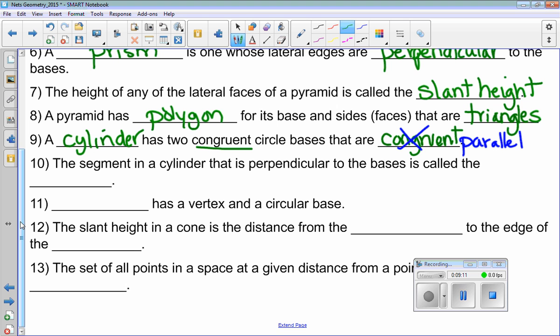The segment in a cylinder that is perpendicular to the base is called the height. Very good. Cylinders have heights as well. What has a vertex and a circular base? A cone. Okay, again, something that we can't create with our 3D figures.